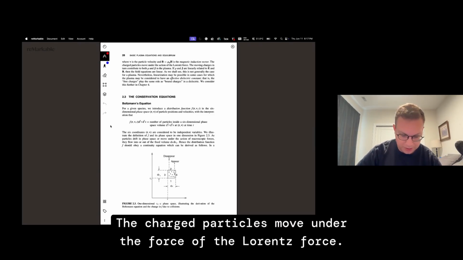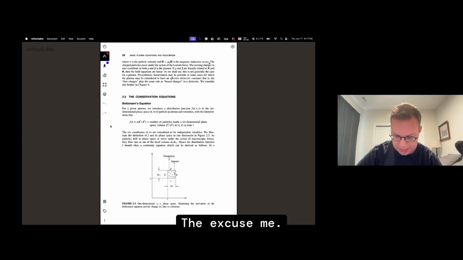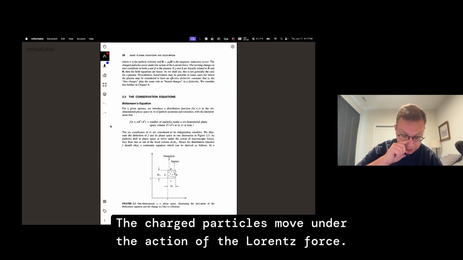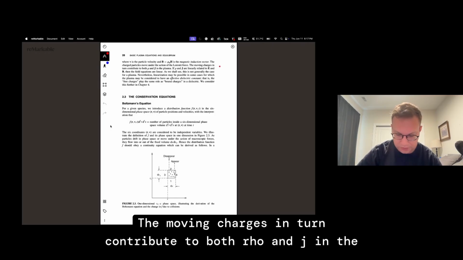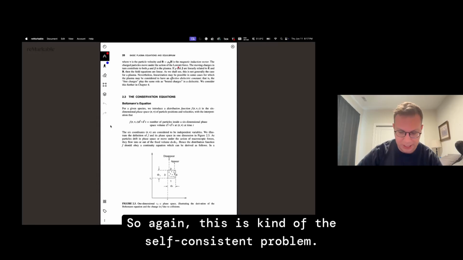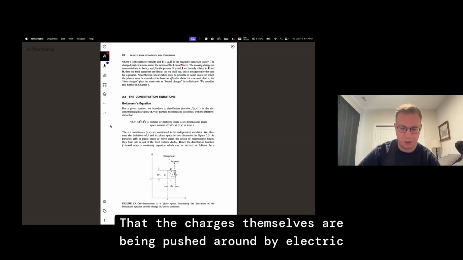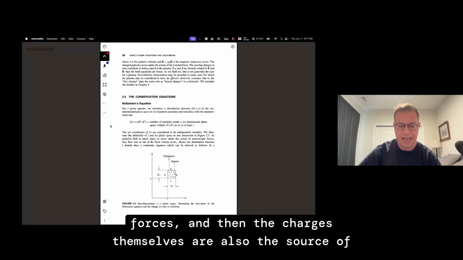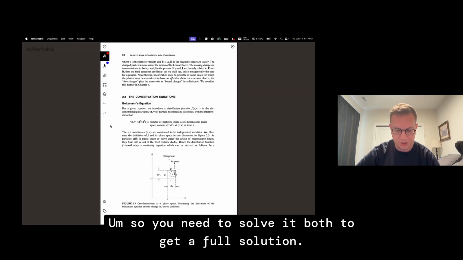The charged particles move under the action of the Lorentz force. The moving charges in turn contribute to both rho and J in the plasma. So again, this is the self-consistent problem: the charges themselves are being pushed around by electric forces, and then the charges themselves are also the source of these forces. So you need to solve it both to get a full solution.